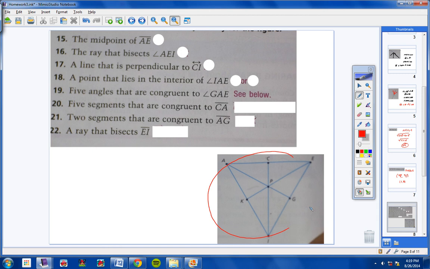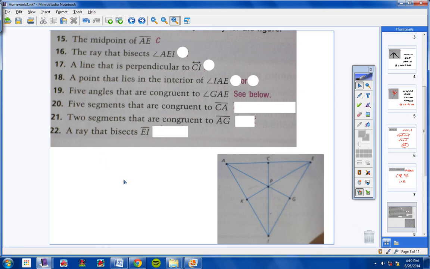We're going to use this figure right here to answer these questions up here. So number 15 asks, what is the midpoint of AE? Well, here's AE, and obviously just by using the naked eye, just estimating, it looks like C would be the midpoint. Okay, so let's go ahead and see if that's correct. Yes, it is. C is the midpoint.